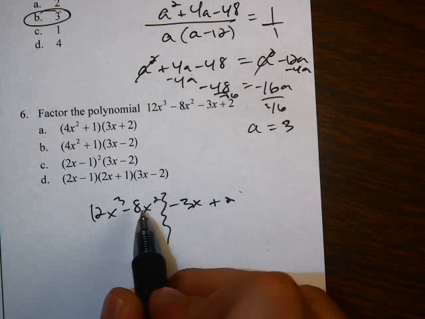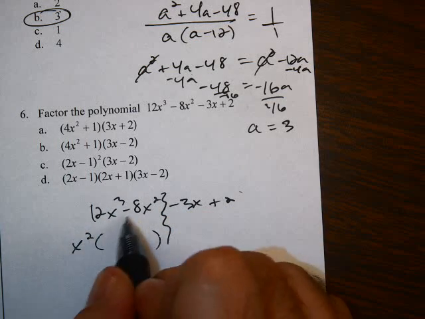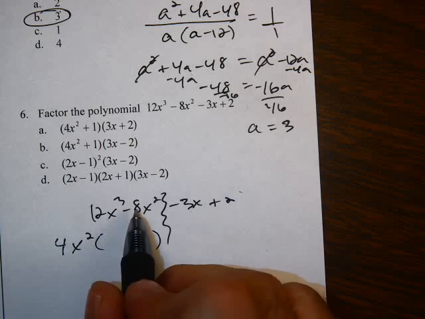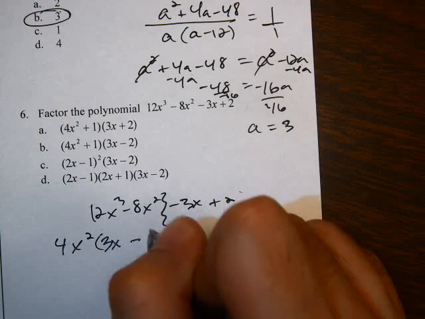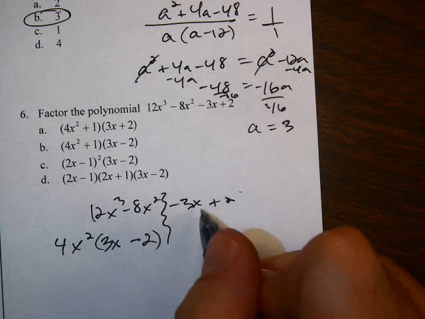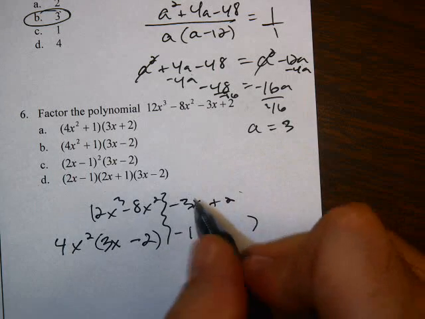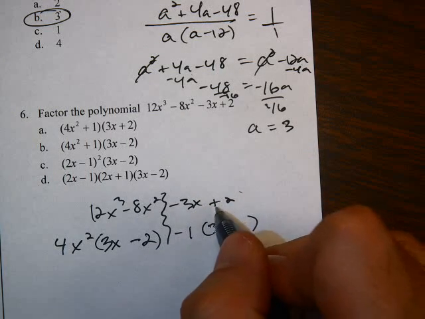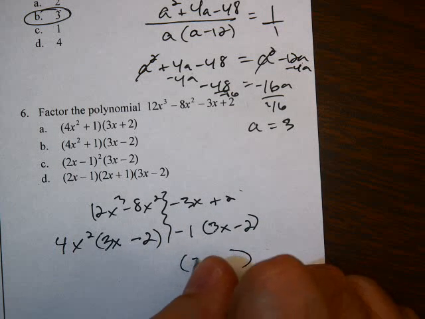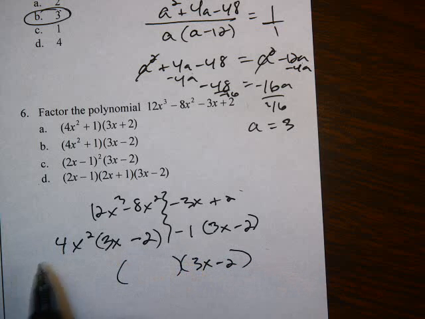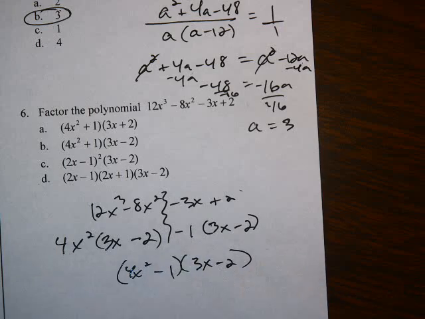On this side I've got an x squared common. I can take an x squared out. But I can also take a 4 out because 4 goes into both 8 and 12. Divide these, I get 3x minus 2. On this side I've got negative 1 that can come out, and that's it. Positive 3x minus 2, and that works. So I've got 3x minus 2 for the common factor. The common terms I took out: 4x squared minus 1.